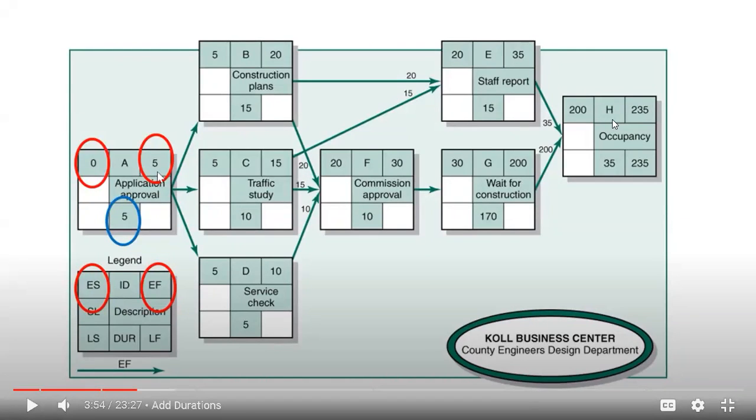The predecessor for H is both E and G. So we carry over the highest one, which is 200. Couldn't carry over 35. If you carry over 35, then you're going to have a lot of days leave in the 200. Right? And the project would not complete on time.